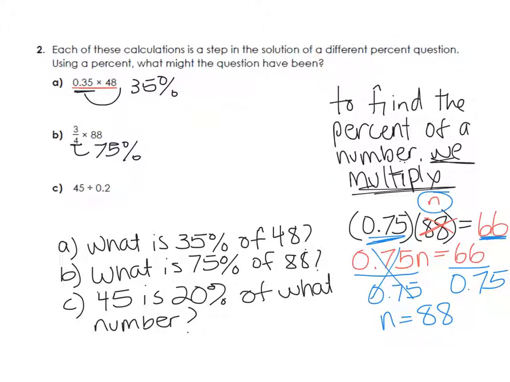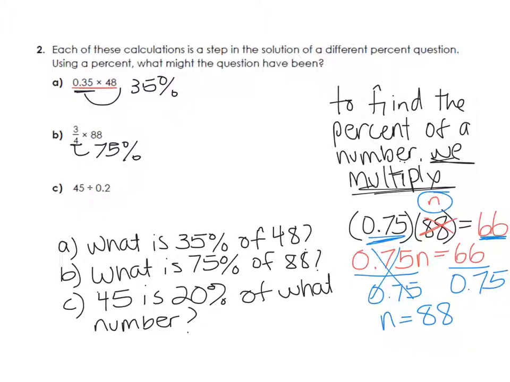Right? And so you could do 45 divided by 0.2. We'll answer this one so you can see. 45 divided by 0.2, and you get 225. That means that 45 is 20% of 225. And to find that out, I did 45 divided by 0.2. Hopefully that's making some sense to you now, but you'll see a number of examples similar to it as we go forward.